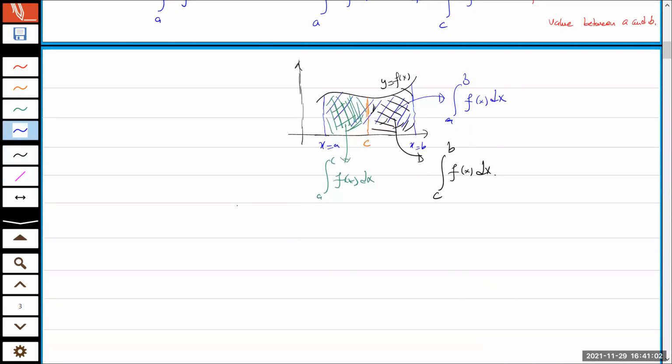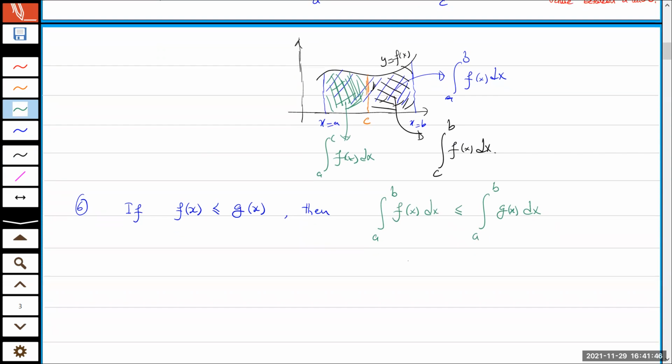All right, now comparison of two functions. Suppose we have two functions f and g. If f of x is always less than or equal to g of x, graphically what we are saying is that the graph of g of x is always on top of the graph of f of x. Then it also implies that the area under the graph of f is always less than or equal to the area under the graph of g of x. The comparison also holds true for interval a to b. f of x is less than or equal to g of x.